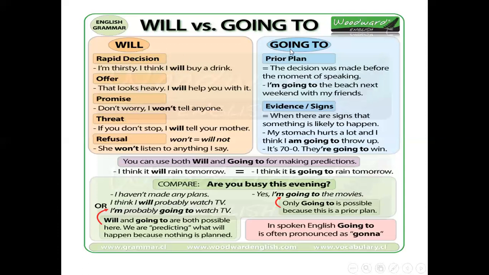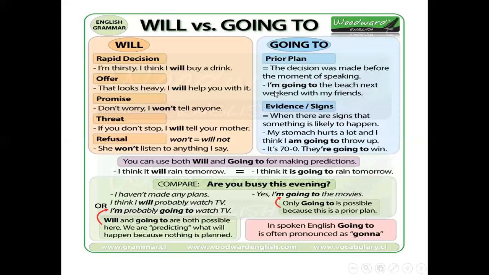So we come to going to. I use going to when the decision was made before the moment of speaking. For example, I'll travel to Paris next week. So I begin to make a lot of arrangements before traveling. In this case, I use going to, because the decision was made before the moment of speaking. Here, I am going to the beach next weekend with my friends. So I do all the arrangements in order to go to the beach.